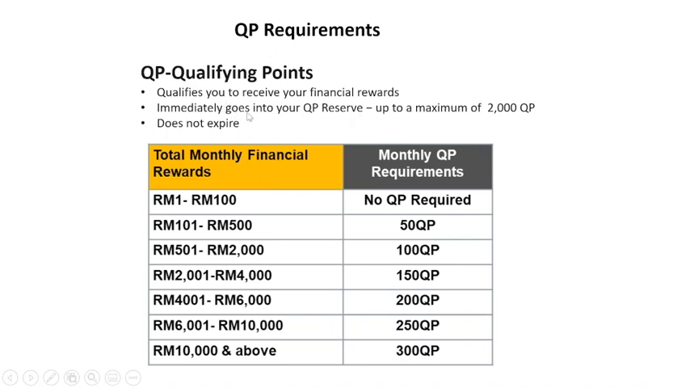As I said here, all the QP goes into the QP reserve up to 2,000 QP, which means that if let's say you have 900 QP and you earn more than 10,000 ringgit, then in the following 3 months you do not even need to purchase anything, because you have 900 in your reserve and each month would deduct 300 QP. Clear? Okay, we proceed to the next one.